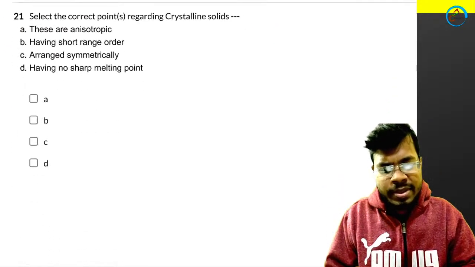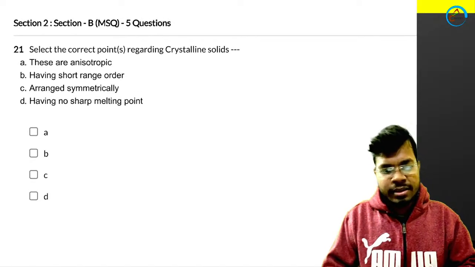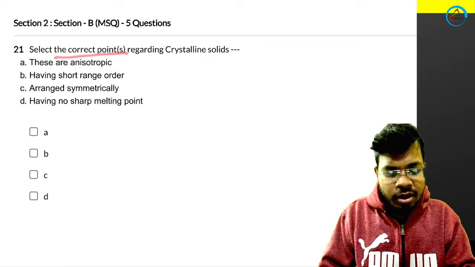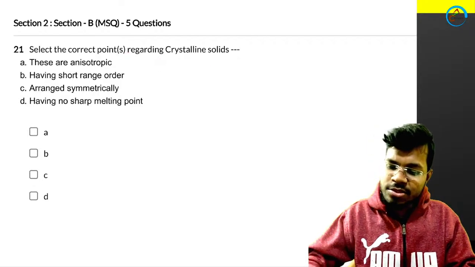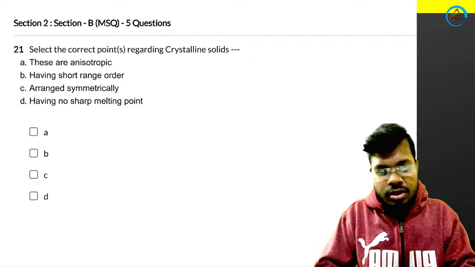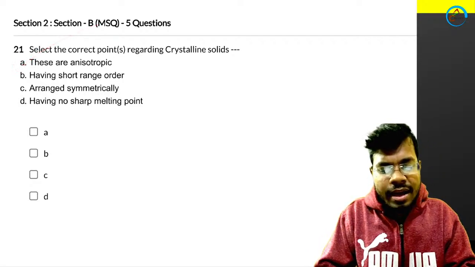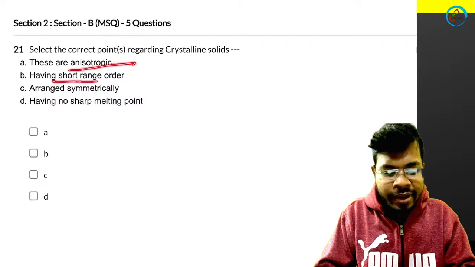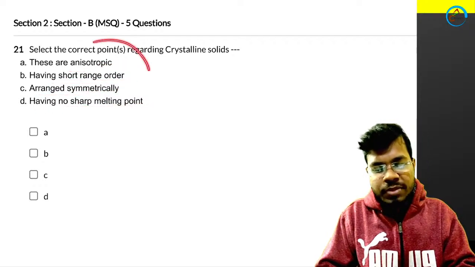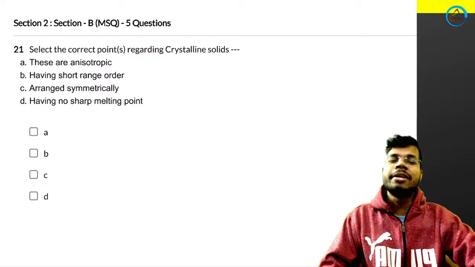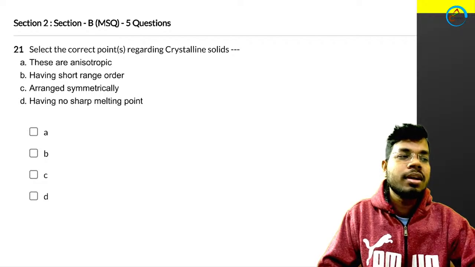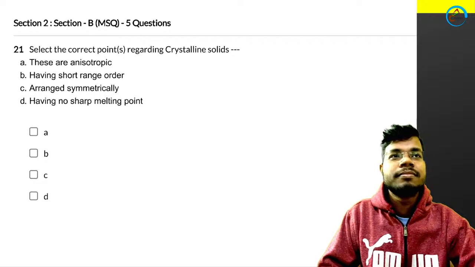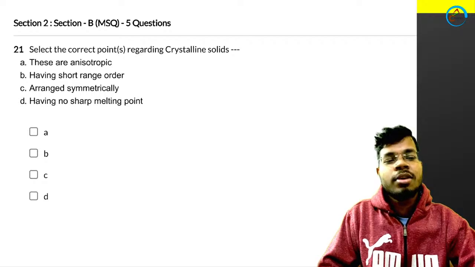Now we'll be moving forward to MSQ type questions. First question. Select the correct point or points regarding crystalline solids. First of all, crystalline solids are anisotropic, having short range order, arranged symmetrically, having no sharp melting point. Which of the following is or are correct? Please tell me.